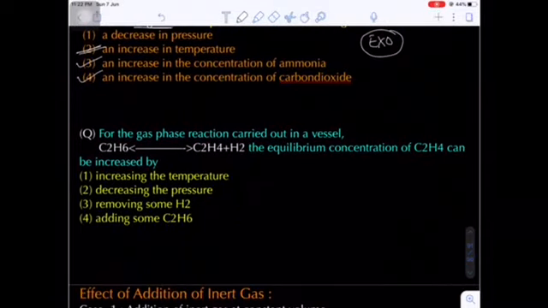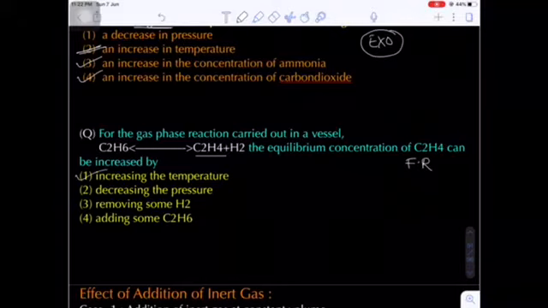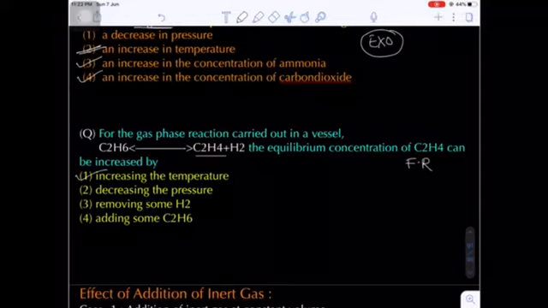Okay. Now, for the gas phase reaction carried out in a vessel, C2H6 giving C2H4 plus H2, the equilibrium concentration of C2H4 can be increased. That means the system has to move in which direction? Forward direction. Increase in the temperature, 100% correct option, because this is an endothermic process. Decrease in the pressure: if you decrease the pressure, the system tries to move where there is an increase in the volume. Yes, on the left side one volume is there, on the right side 1 plus 1, 2 volumes are there. So if you decrease the pressure, the system moves in that direction where there is an increase in the volume. That means the second option is correct.